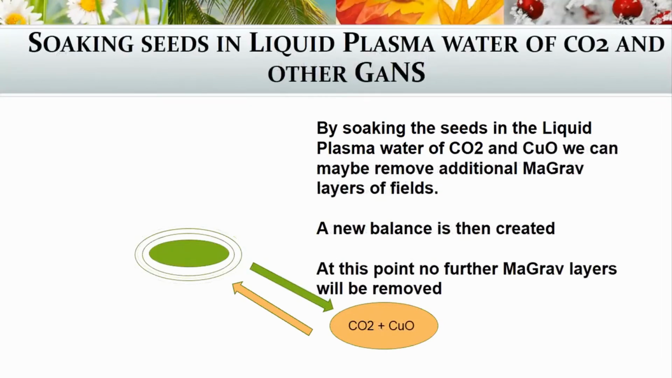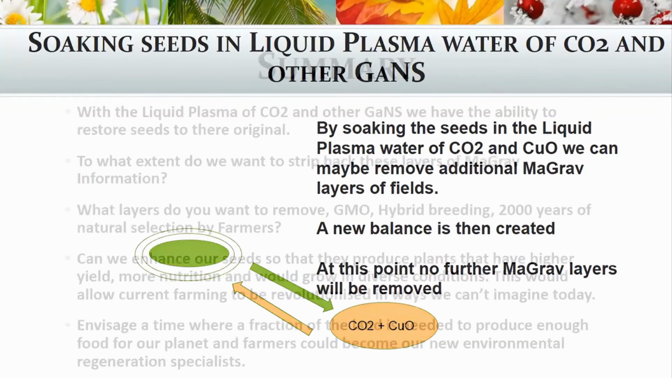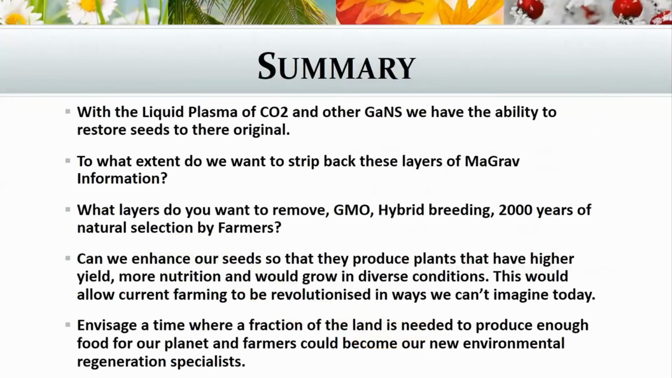We can look at soaking the seeds with CO2 and copper, or with zinc and CH3, and because we're adding higher strengths to that water, we will be able to remove additional layers of information until a new balance is created, and then no further MaGrav layers will be removed from that seed. So in summary, with the liquid plasma of the CO2 and other gases, we have the ability to restore seeds to their original. In other words, take all that has been added into information and MaGrav fields to that original seed, strip it all back and go back to that original seed.